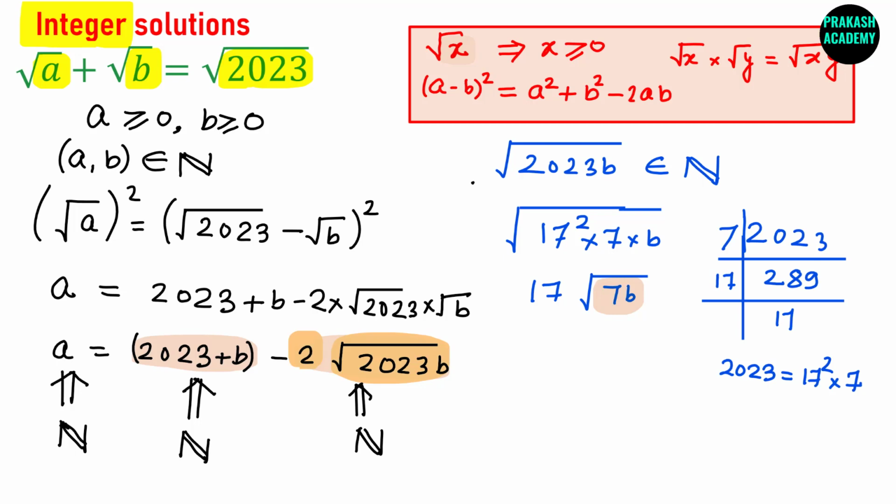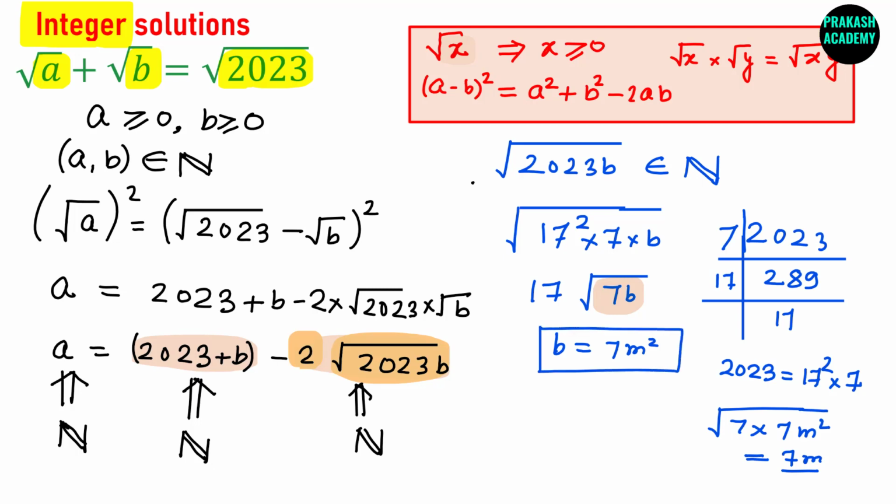And this is possible only if I have 7b as 7m square, something of this form. Then I will completely find the root. For example, you can say here 7 into b, and this b is 7 square, not 7b. So b is equal to 7m square. So this becomes 7 times 7 square, 7m square. So this will be 7m. So in this case, you can say that b has to be of the form 7m square.